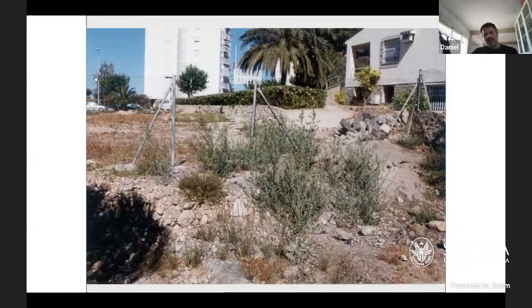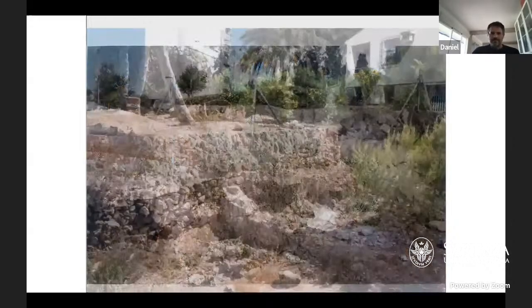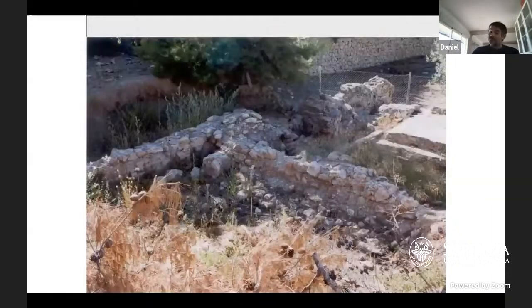Because there are several Roman villas in the province of Alicante, but it is generally agreed that this one is a key archaeological site to better understand rural settlement from the 4th century in the north of the province of Alicante. Other pictures.